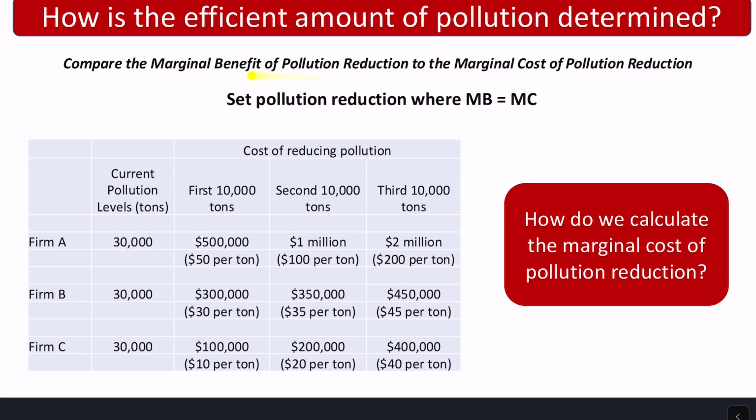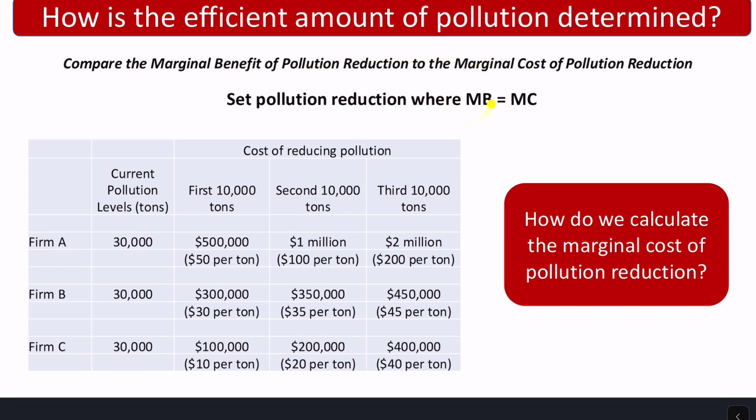The benefit side of pollution reduction is going to be, let's just say, the health benefits of not having dirty air. We can say we're going to save X amount of lives once we have cleaner air, we can put a dollar amount on those lives, and that's where that marginal benefit dollar calculation is going to come from. So to find the efficient amount of pollution, we want to set pollution reduction where marginal benefit of pollution reduction equals marginal cost of pollution reduction.